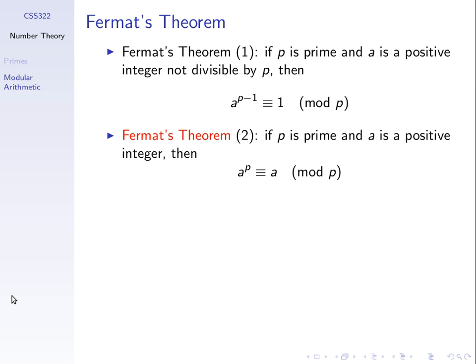Fermat's theorem. This is a theorem that applies in modular arithmetic. We're not going to attempt to derive it. The theorem has two variations. First one, if p is a prime and a is a positive integer not divisible by p, then this is true.